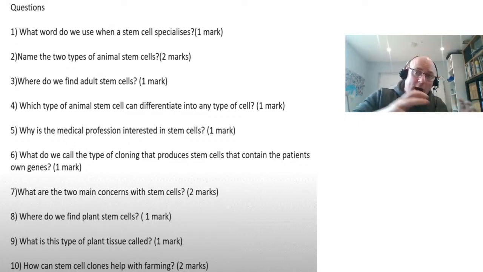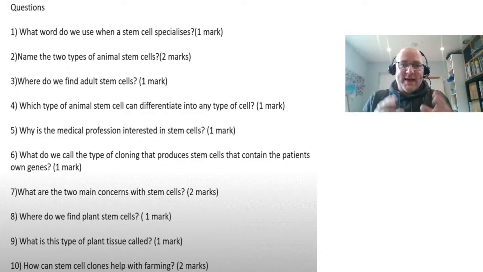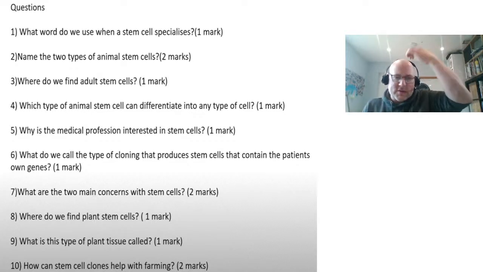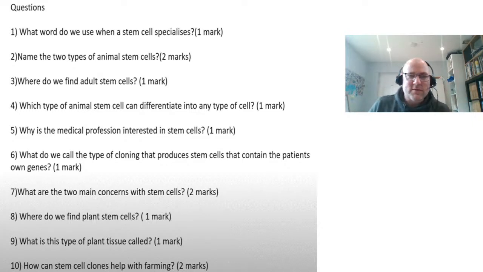So if they grow a heart from it now, it's got my DNA, and my white blood cells are less likely to reject it and attack it. My immune system is less likely to attack it. So stem cells are a way of growing organs that are less likely to suffer rejection. Main concerns with stem cells is ethical ones, and that they could carry viruses, and that we don't know the consequences of using stem cells yet.